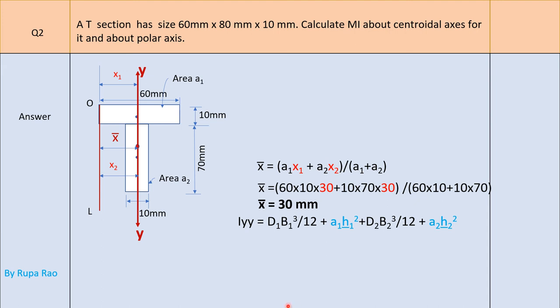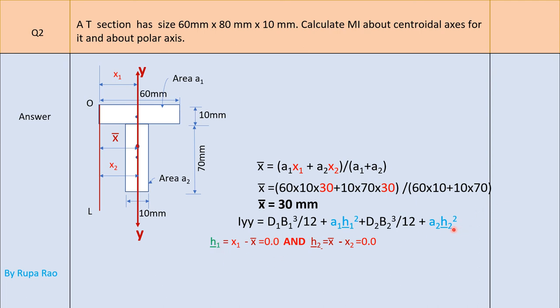Here the formula will be Iyy is equal to b1 d1 cube by 12 plus a1 h1 square plus b2 d2 cube by 12 plus a2 h2 square, as we have done before. Then what happens? What is h1 now? Now h1 is always the difference between x bar and x1. If I am calculating Iyy, then h1 is the difference between x1 and x bar. Now here x bar and x1 both are the same, 30, so h1 is 0.